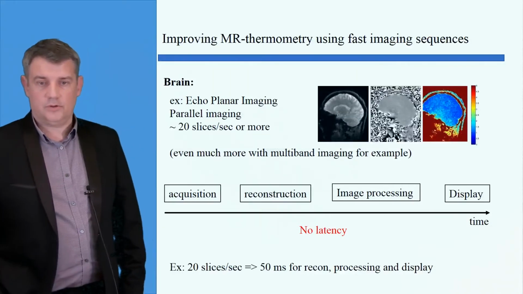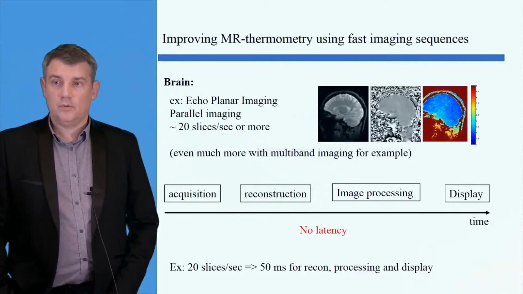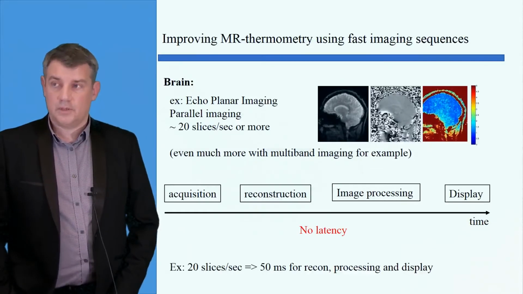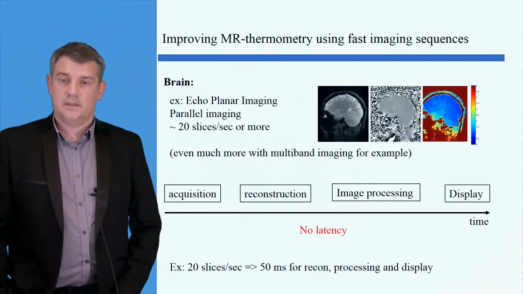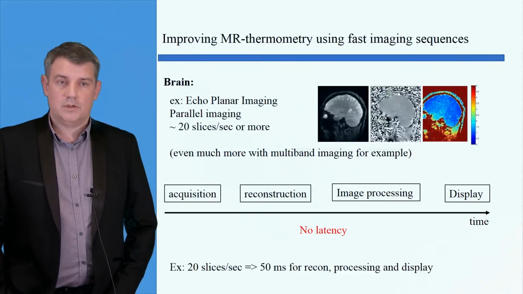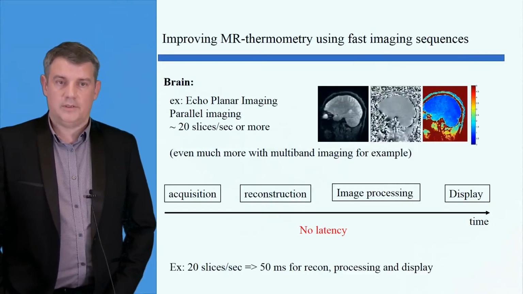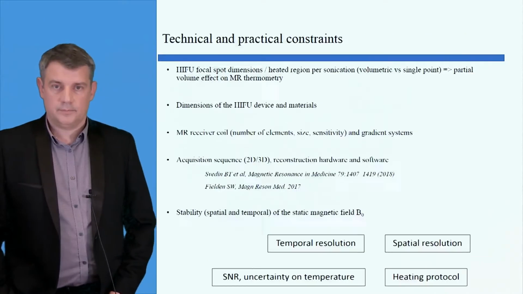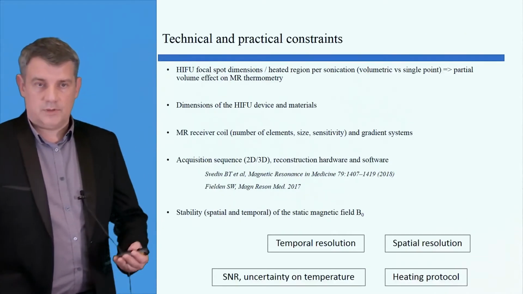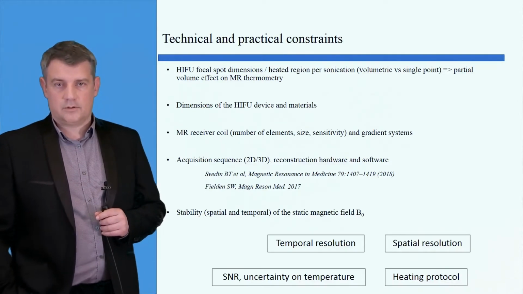And for example, if you want to acquire 20 slices per second continuously, this means that you have no more than 50 milliseconds for image reconstruction, processing, and display. And this you have really to take care and define what is really useful and what is practically usable and feasible on a given hardware and software. So this brings me to this slide where you have a list of technical and practical constraints.